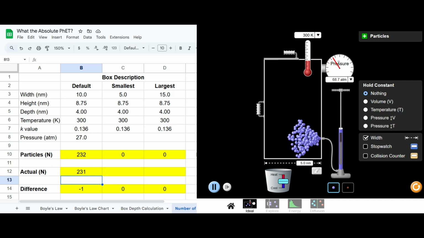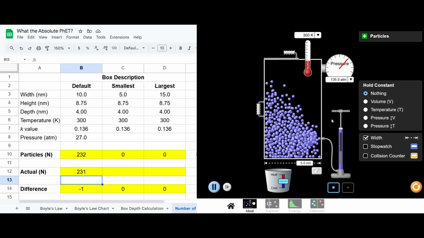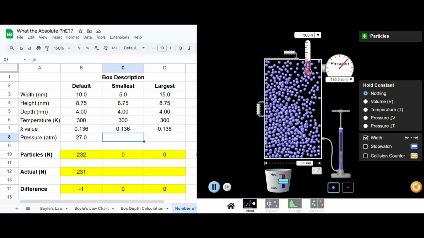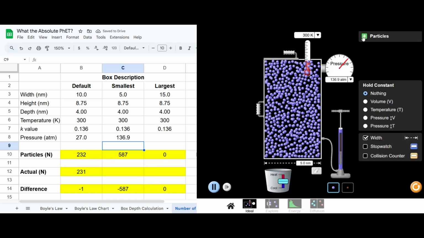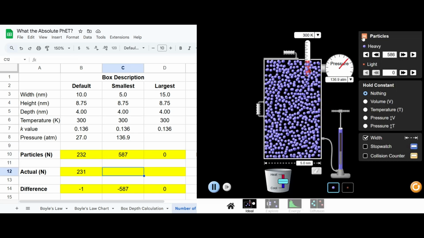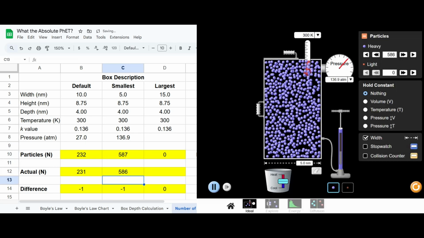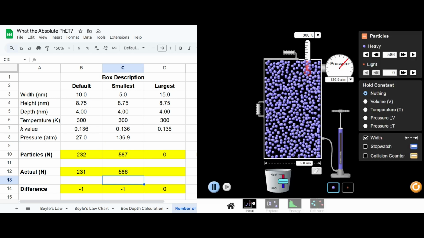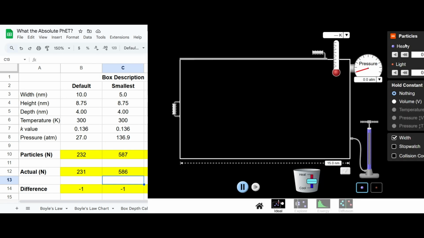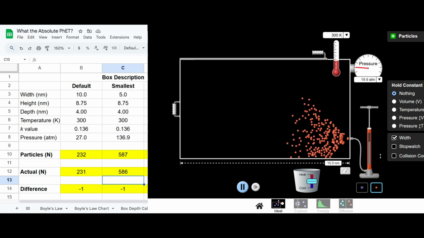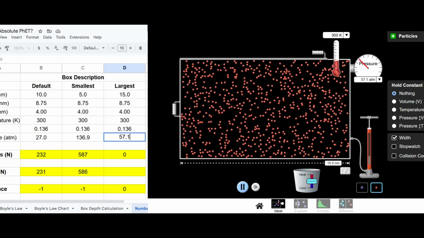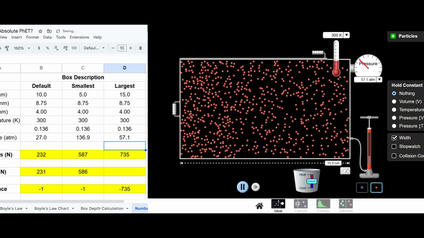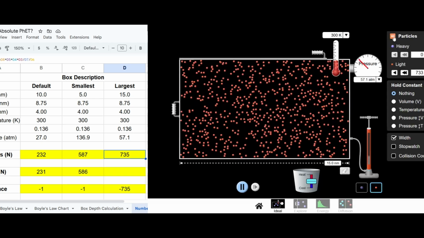Here goes some blue particles, and the pressure is 136.9 atmospheres. The particle estimate is 587, and the actual is 586, which is once again spot on. Alright, for the largest box I'm going to switch to the lighter red particles. It shouldn't make a difference, but let's see. With a pressure of 57.1 atmospheres, the number of particles is estimated to be 735, and it turns out to be 733.